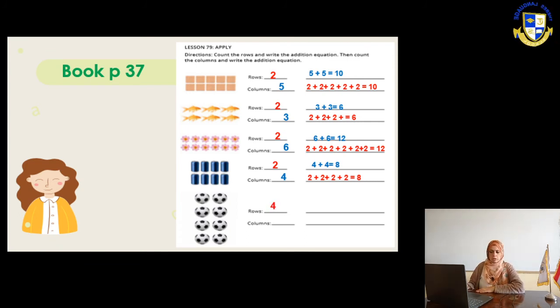For the football, you have 4 rows and 2 columns. For the rows, you have 2 plus 2 plus 2 plus 2 equals 8. For the columns, you have only 4 plus 4 equals 8. That means you can find the answer using the rows or the columns. They will give you the same answer.